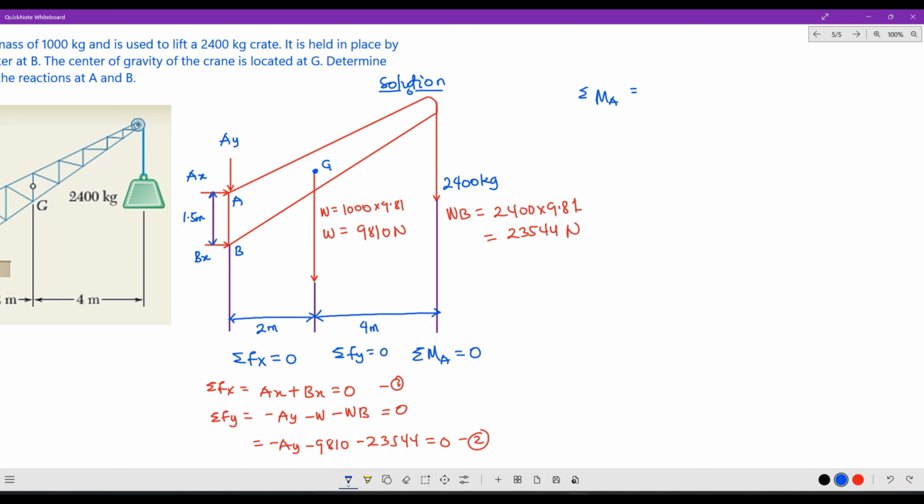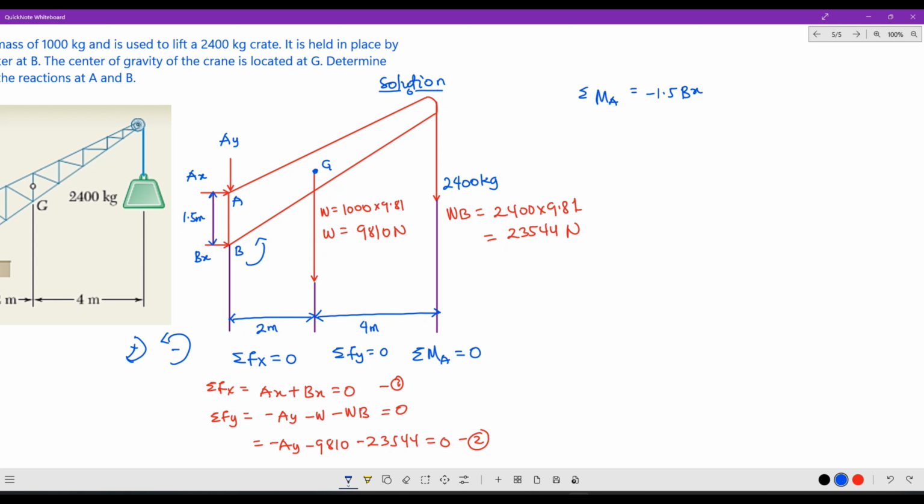So for BX, let's consider clockwise moment to be positive and counterclockwise to be negative. BX will cause a moment at point A in this direction, which is counterclockwise, so we are going to make it negative. So that will be minus 1.5 BX, because its perpendicular distance from point A is 1.5.